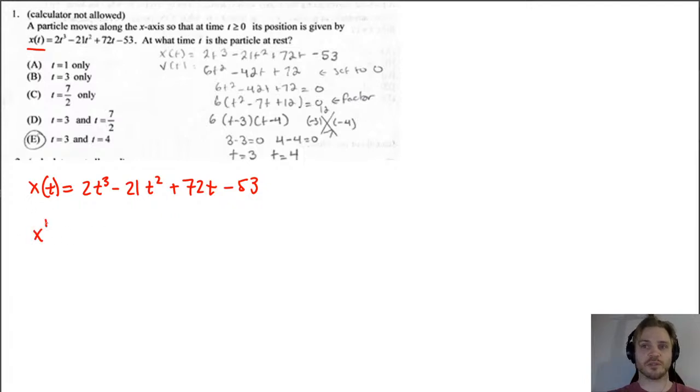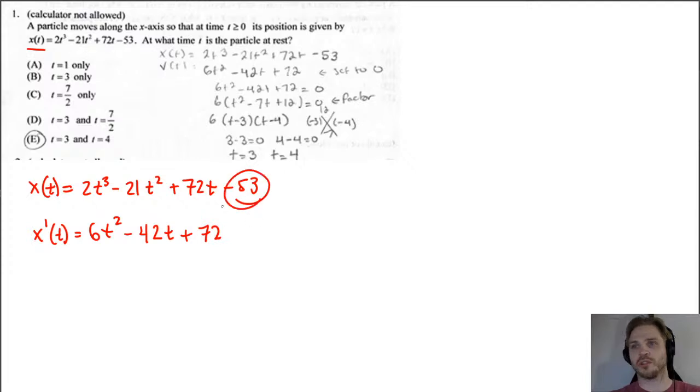We're going to take the derivative of this and get x prime of t. X prime. We got, just using the power rule, 3 times 2 is 6. Okay, t to the 3 minus 1 is 2. Power rule again, 2 times 21 is 42. t to the 2 minus 1 is 1, which we don't need to write. Plus 72t, derivative gives us just 72, and the derivative of our constant is 0. Okay, so this is our velocity function. Now we want to know the time or times at which this function is at rest. So we need to set this equal to 0 and solve this equation.